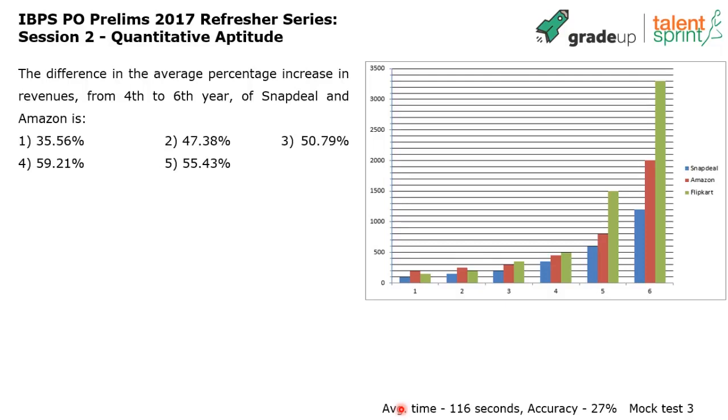Rohit says it should be D, 59.21. Good. So I think almost all the first options have been covered except the fifth one, like I've mentioned already, right? Maximum students have got 47.38, followed by 50.79, followed by 59.21, and then I think a few of you have also got 35.56. So let's look at the solution now, right? Enough time has been given.